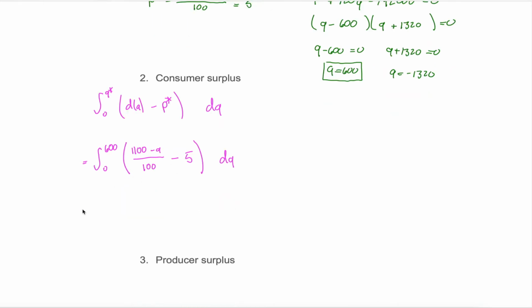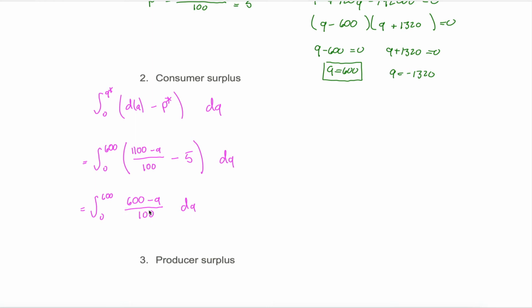Can you evaluate this definite integral? Absolutely you can. I'm going to take some time to rewrite it first, although you might be able to do this without even rewriting it. I'm going to think about this 5 as 500 divided by 100, because then I have (1100 minus Q) over 100 minus 500 over 100. So I can take the 1100 minus the 500, and I'm left with just (600 minus Q) divided by 100.